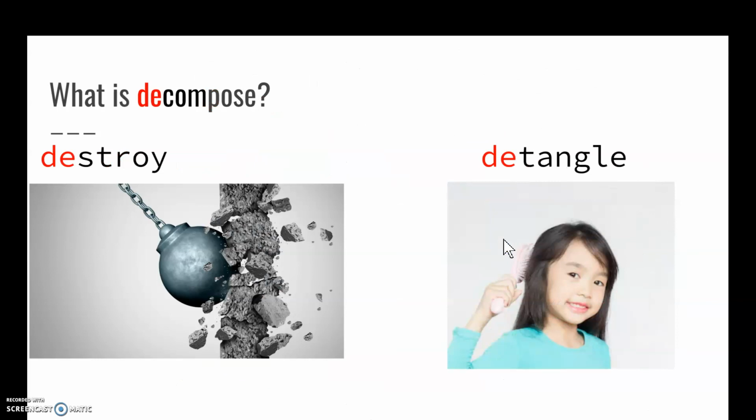Now I want you to think about decompose. What is decompose? Like we did with compose, look at the two images. But this time I have the words destroy and detangle. Just in case you don't know what detangle means, that means whenever you have your hair all curled up and twisted together, you detangle that with a brush, like the little girl in the image. Don't forget to pause the video and use the sentence stem: I think decompose is, or I know decompose means, and then finish your statement.